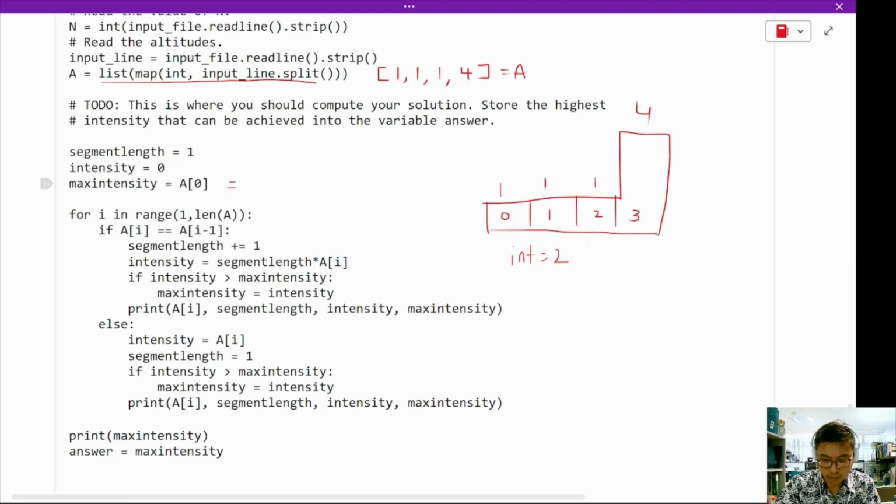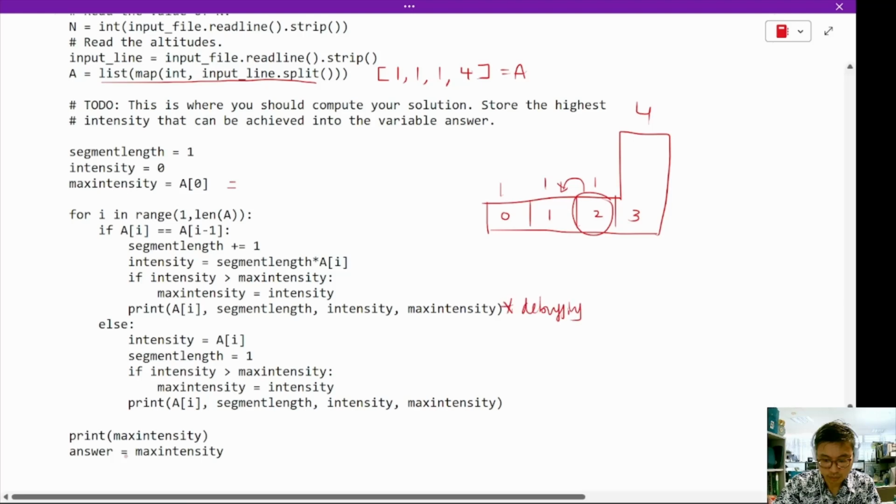So let's move on. Now we go on to the next segment and check, is it the same as the second segment? Yes, it is the same. So the segment length now will be 3. Intensity now will be 3. And since this intensity is more than the previous maximum intensity, the max intensity will also equal 3. Now I wrote all this out just for debugging, so you don't have to write this out if you want.